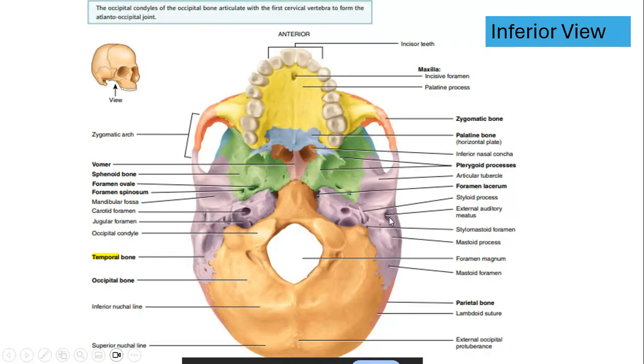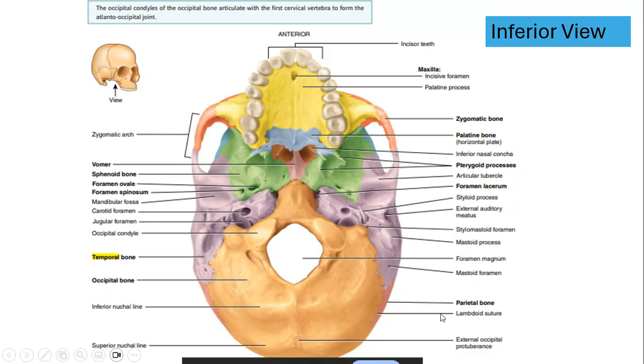What is meatus? Remember the plural of meatus? A passageway to the ear canal, right? We just learned. Stylomastoid foramen. Mastoid process. That's foramen magnum. Magnum is large. Foramen, so this is a foramen. It's a hole. Mastoid foramen, a hole.